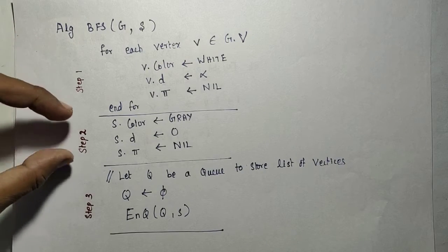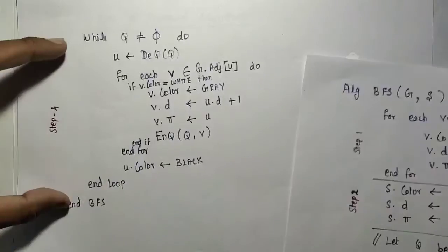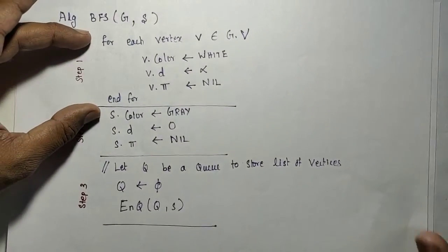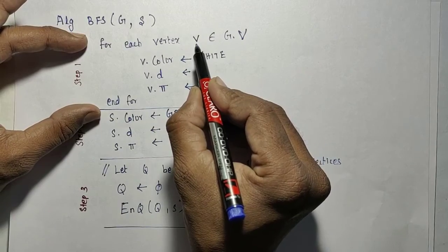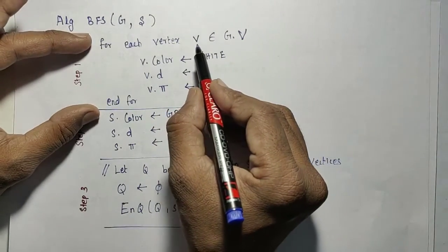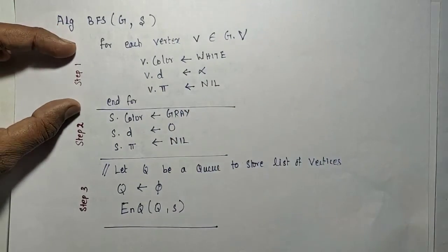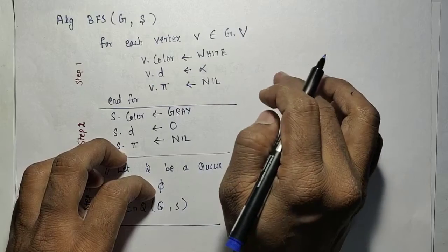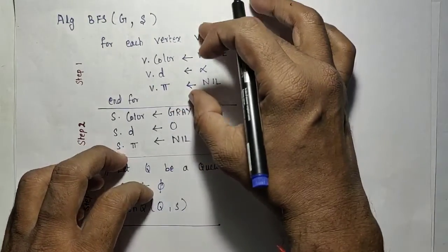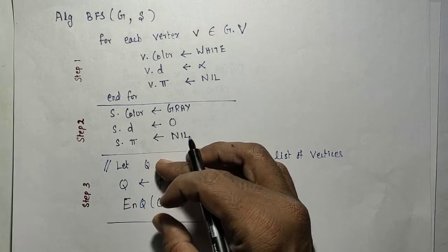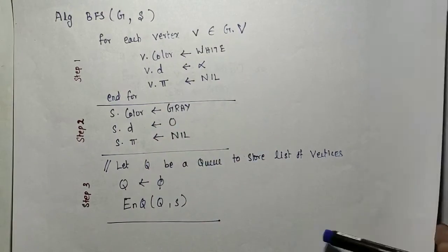So here step 1, step 2, step 3, and then step 4. That's all. Okay. In step 1, we are only accessing all the vertices. That is step 1. So this complexity is O of V, depending on the number of vertices. The other operations are O of 1, because they are just assignment operations, so we can ignore them.